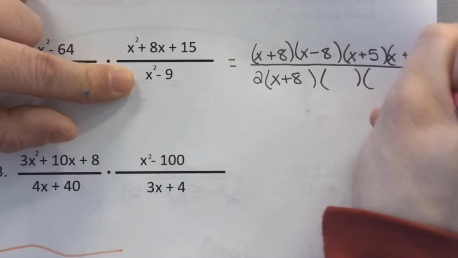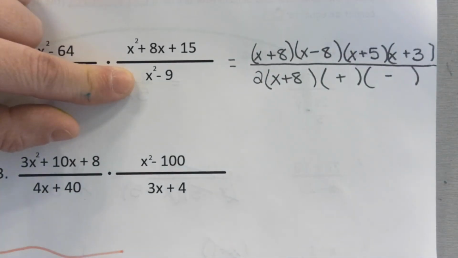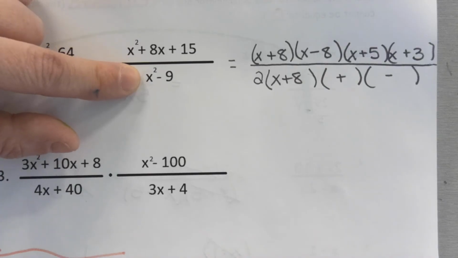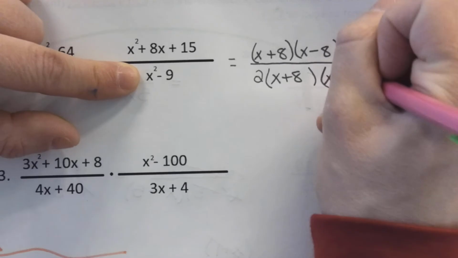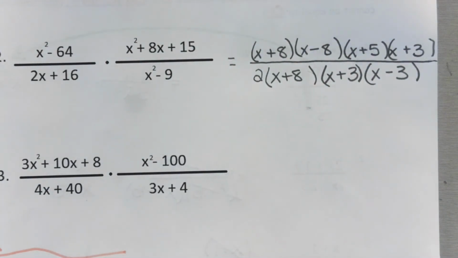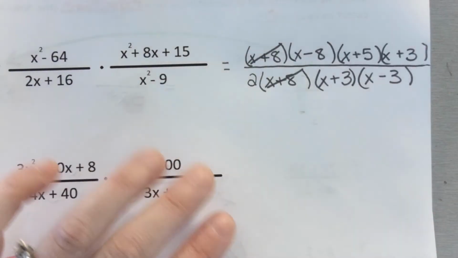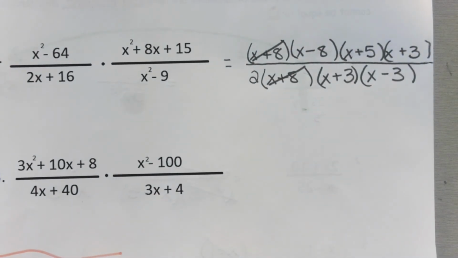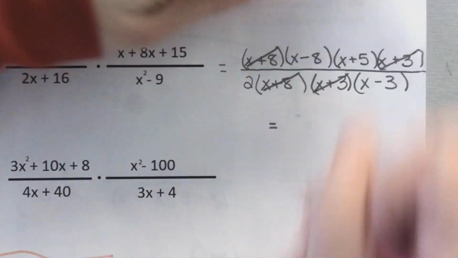Yeah, difference of squares. So 2 sets of parentheses, one's a plus, one's a minus. Again, order doesn't matter. What goes in the first spot? What goes in the second spot? 3, because we're square rooting. Okay, now, what can I cancel? The x plus 8's, yep, gone by. Anything else? The x plus 3's.